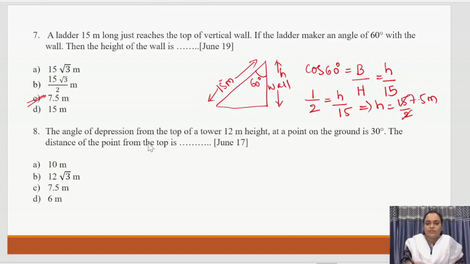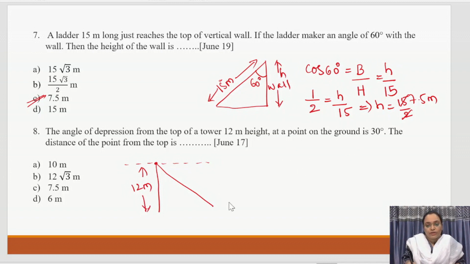The angle of depression from the top of the tower, 12 meters height, at a point on the ground is 30 degrees. So we have the angle of depression from the top of the tower, which is 12 meters height. So this is the top of the tower, and this is the angle of depression from the top of the tower. This is the tower. The height is 12 meters.